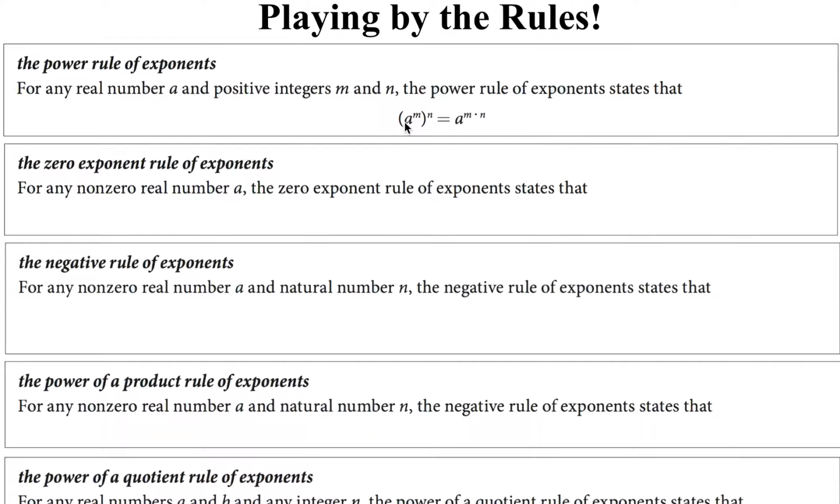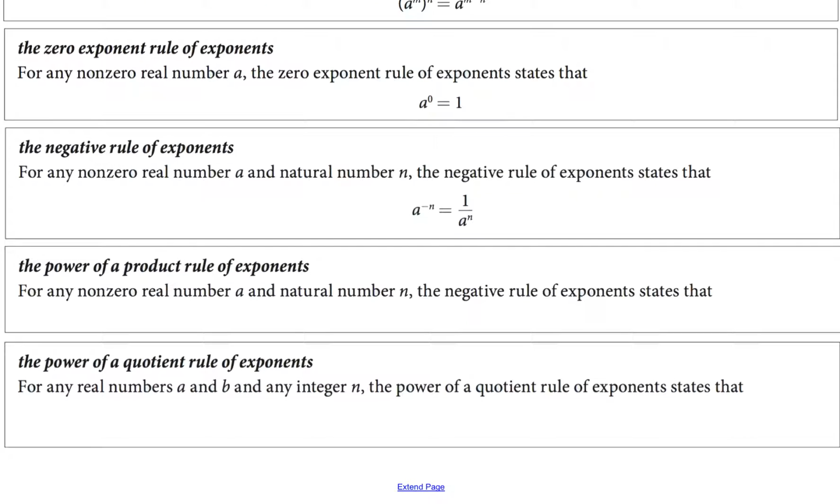So if you have constants in here, they also get raised to the n power. The zero exponent rule of exponents says that any number that you have, as long as it's a real number, anything to the 0 power is 1. The negative rule of exponents says that you have something to a negative exponent. That's the same as the reciprocal of that thing to the positive exponent. So the negative exponent rule just gives us a reciprocal to the positive exponent.